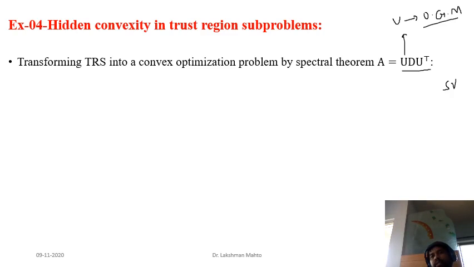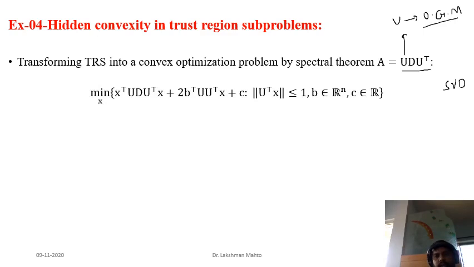If it is not symmetric, that means A is rectangular in size, then at that time you have to do SVD. The spectral theorem is directly coming from SVD. So you can apply SVD in order to convert the trust region problem into a convex problem. So here, when you apply this spectral theorem, the above problem will take up the form where you are writing A equal to U times D times U transpose. So the corresponding optimization problem will take this form.